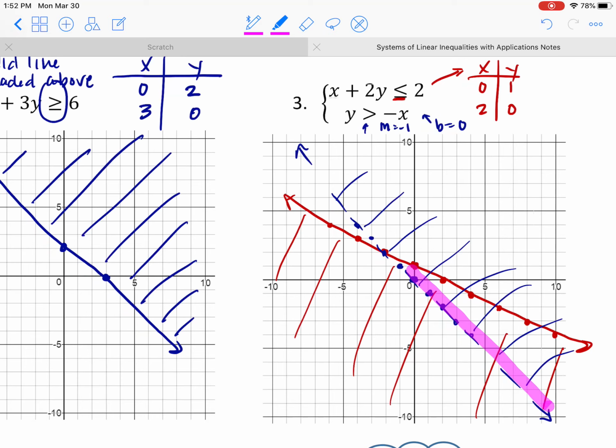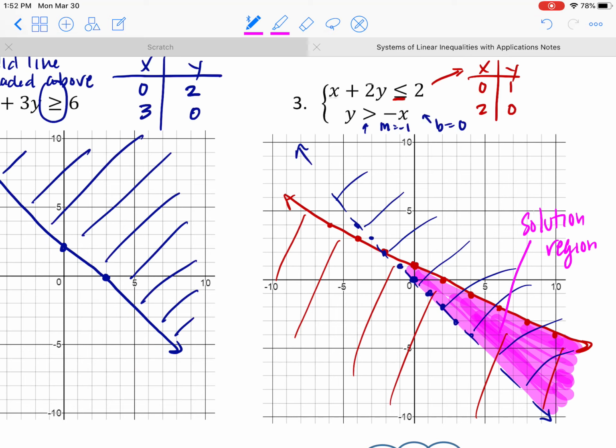And if you have a highlighter and you are brave, right? Where they're both shaded, where the solution regions overlap, is the solution region for our system. So I want to darken that in and make sure that it's clearly identifiable. That is my solution region. So in that area is where I have points that will make both of those inequalities true.